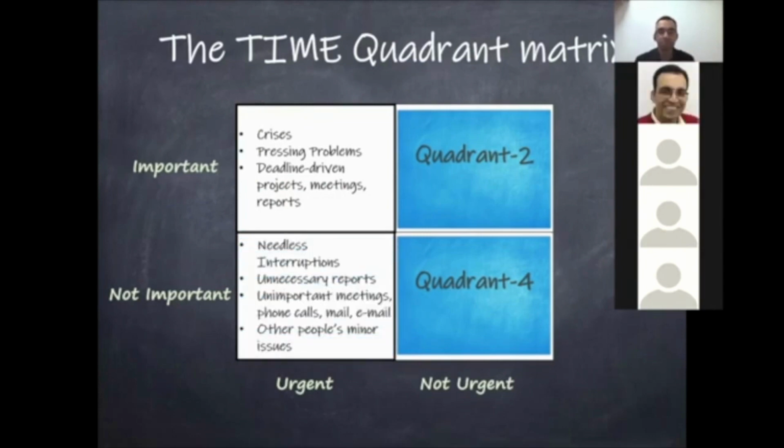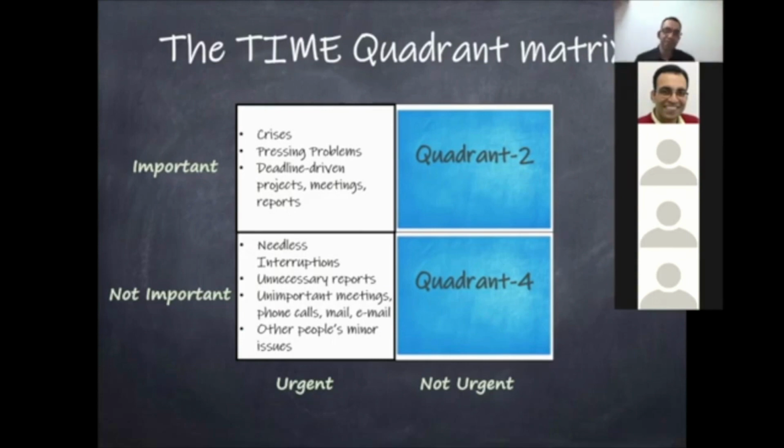I think like revising the course, not important but urgent. Revising the course is not important? It is very important. You have to revise the course. It's very important. So it's quadrant 2 actually. Yes. Important too. So quadrant 3 would be needless interruptions.